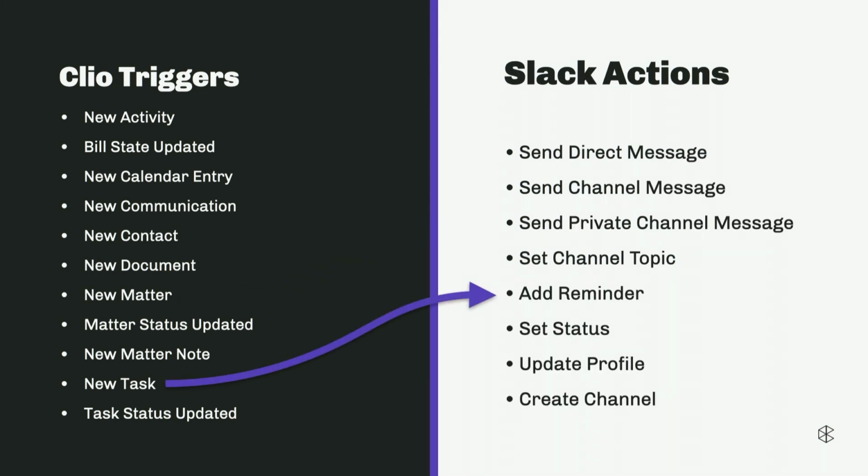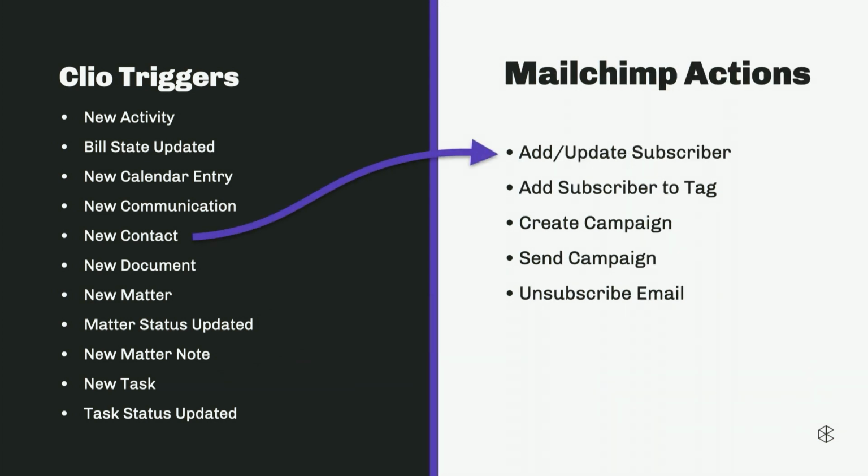In this example, the Clio trigger is a new task, and it'll prompt a reminder to be added to Slack using the information from that task. In this example, the trigger is new contact, and it can actually trigger 2 MailChimp actions at the same time. It can both add and update a subscriber, and it can add that subscriber to a tag. Okay, just some examples for you.